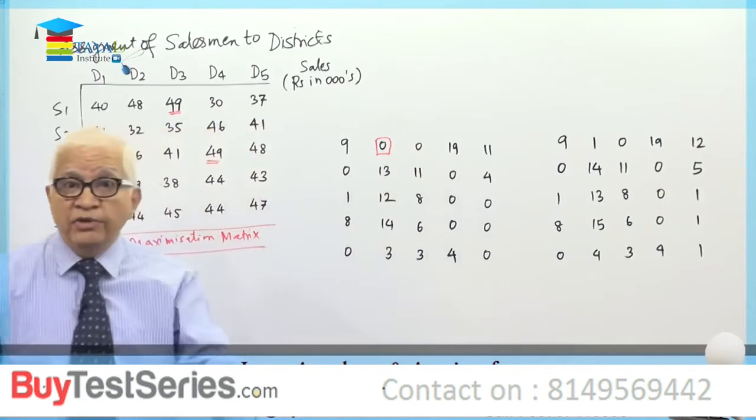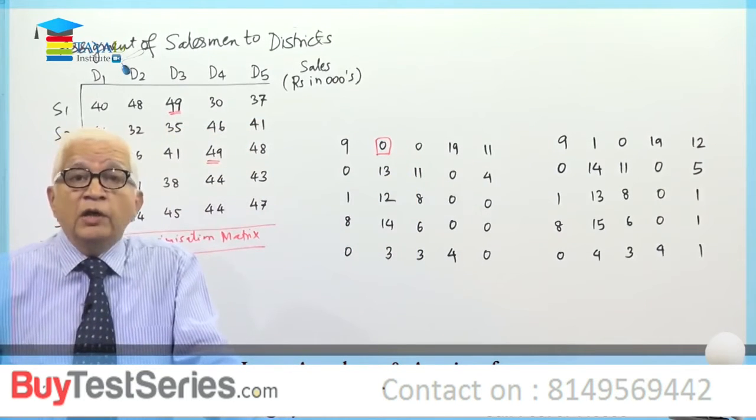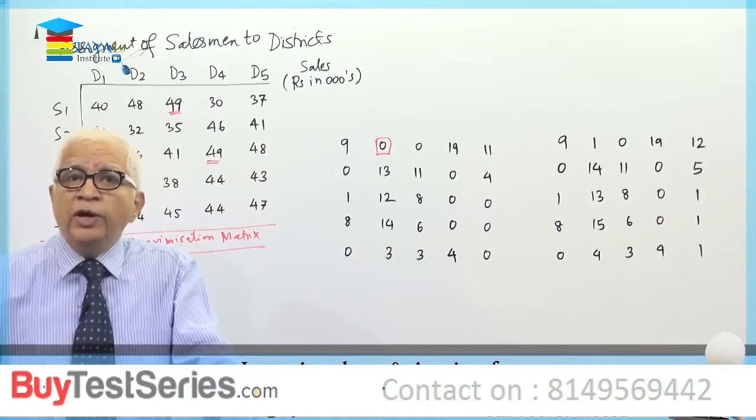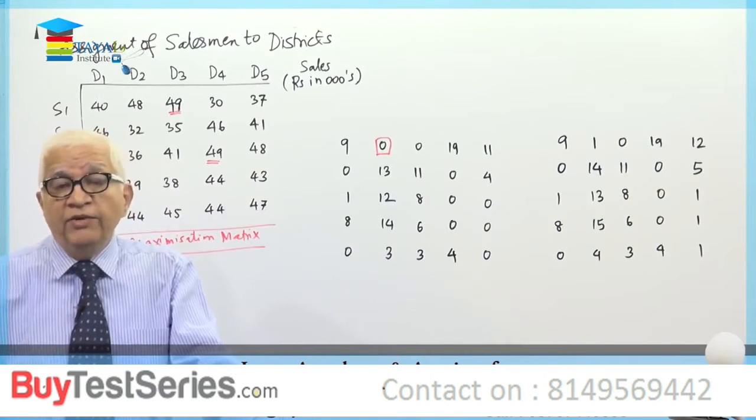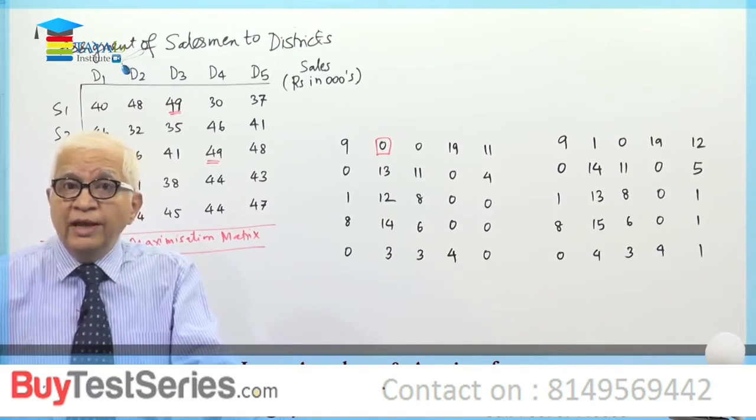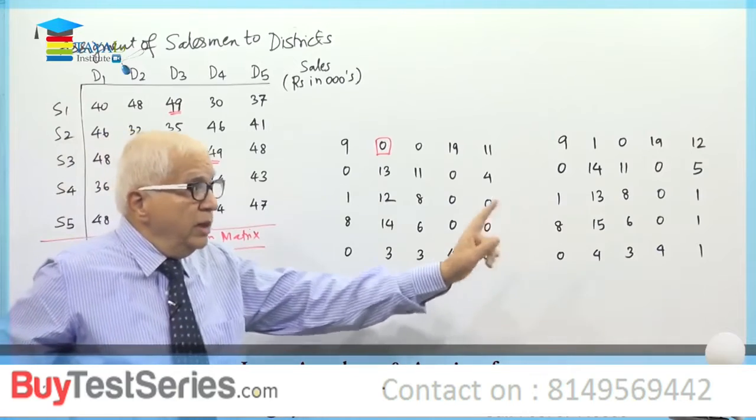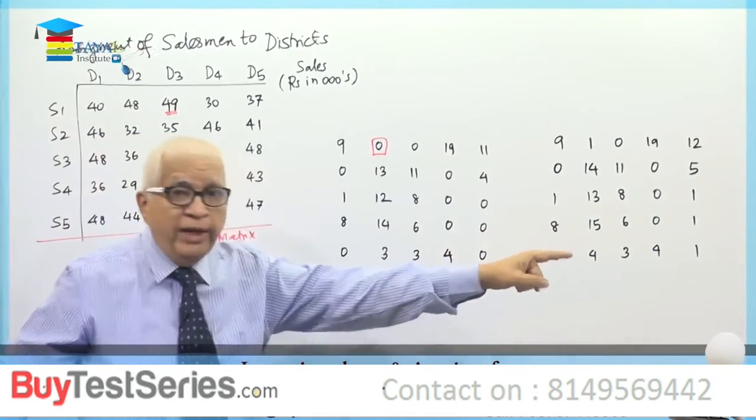Remember always, I may be successful, I may not be successful. When can I say I am successful? If I am able to get 5 assignments, then I am successful. If I am not able to get 5 assignments, then I have to go to iteration number 1. So we are on step number 3, trying to make an assignment.